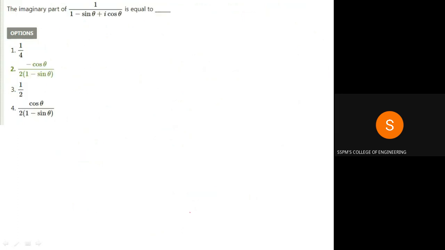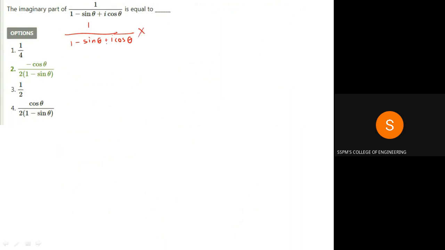This example is from trigonometric ratios, but it includes complex numbers. So what is given in the example? We have to find the value of an expression: 1 divided by 1 minus sine of theta plus i cos of theta. So how do we solve this?